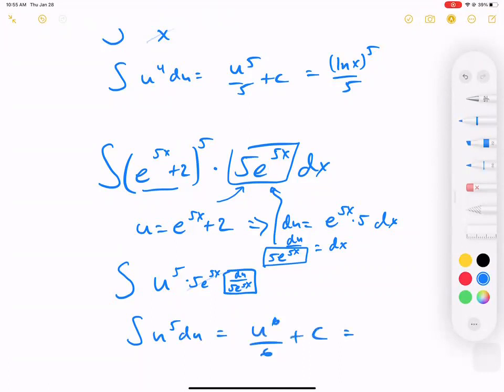Rewriting that, don't forget to plug the u back in. So the u is e to the 5x plus 2, to the 6th power, over 6 plus c.